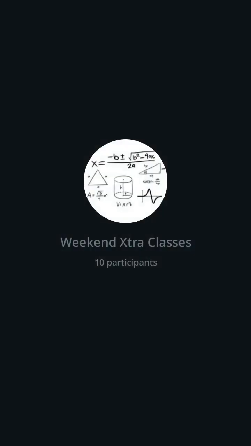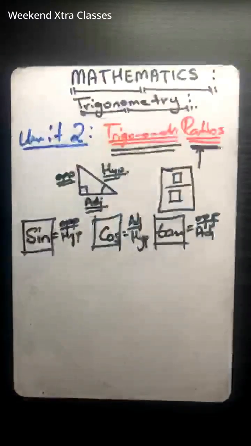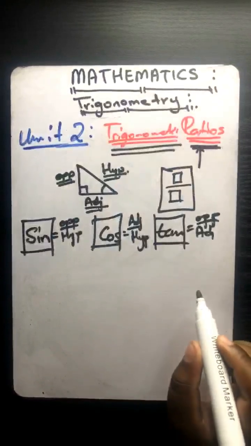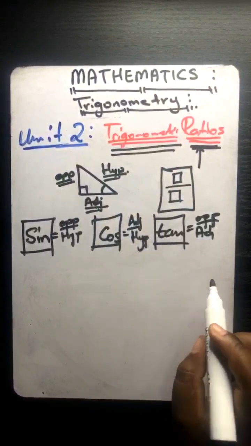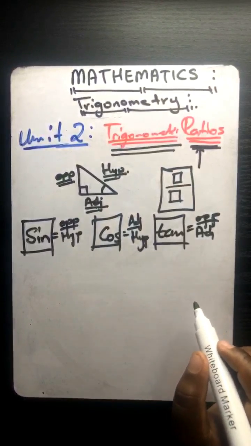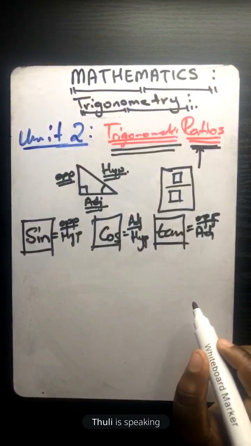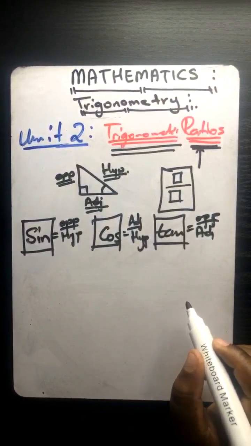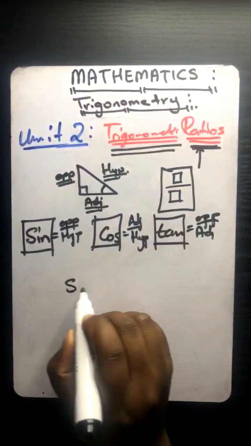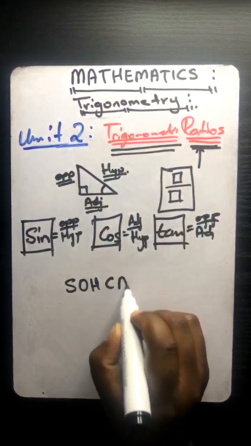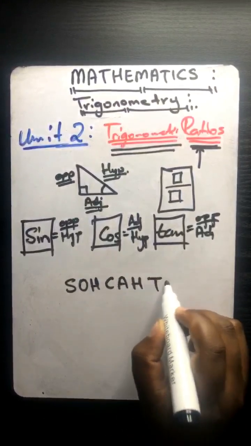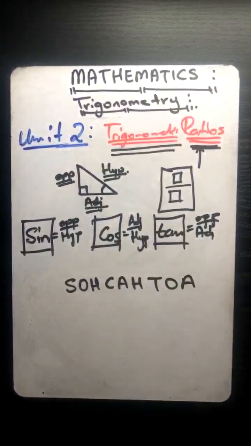Let's now try to find a possible way of cramming those. I think something like SOH CAH TOA. How do you guys cram those at your schools? Is it SOH CAH TOA? It's SOH CAH TOA, sir. Yes, sir. How is it written? Is it like that? So SOH CAH TOA. Is this how you crammed it? Yes, sir.